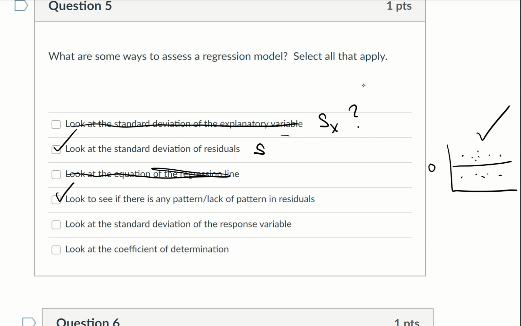Look at the residual or the standard deviation of the response variable. So this is SY. No, that doesn't really tell you much, in the same way that this doesn't really tell you much. So no. Look at the coefficient of determination. Yes, this is your R squared value. So your R squared value tells you how much of a percent reduction there is in switching from Y bar to Y hat, and therefore it tells you how good your model is if it's reduced a lot.